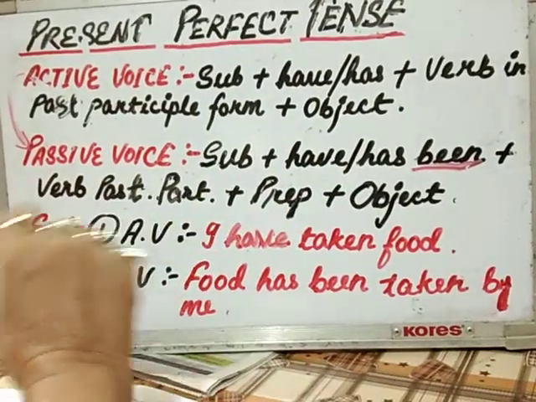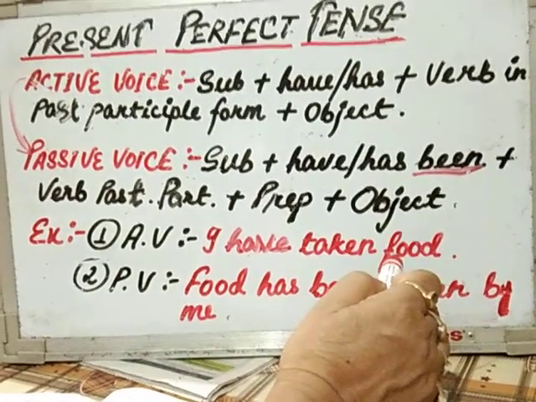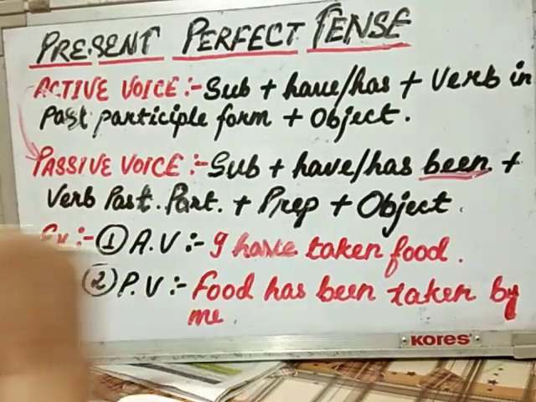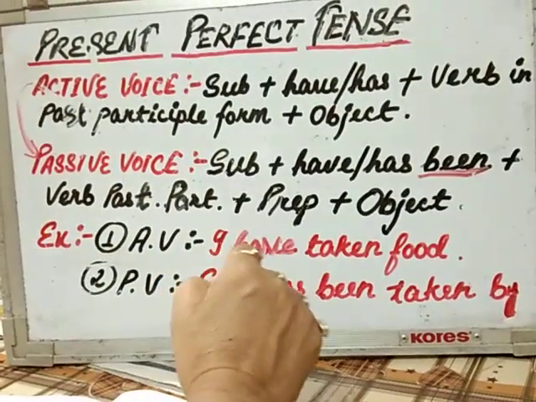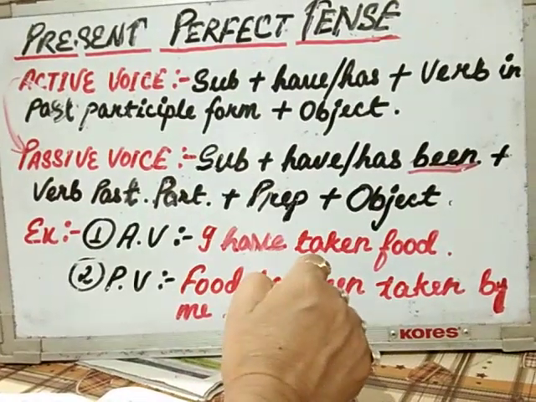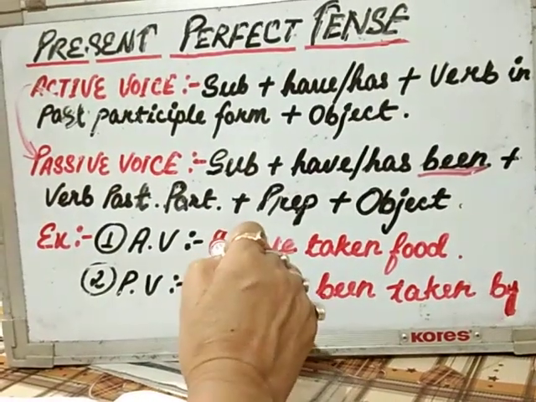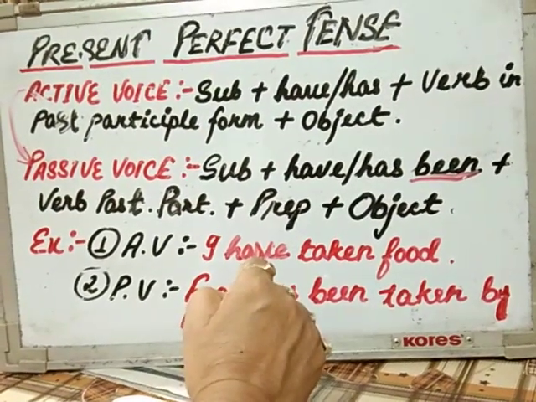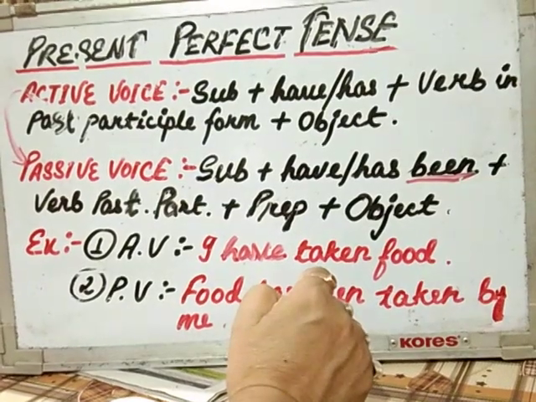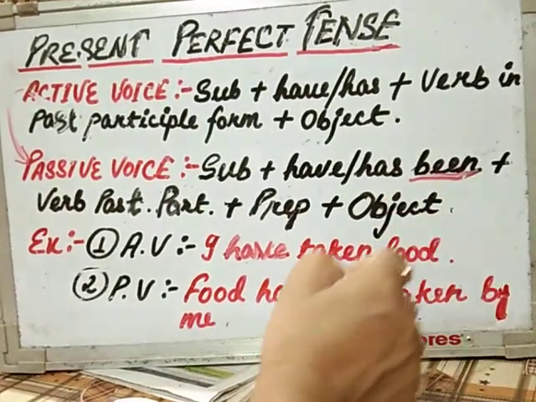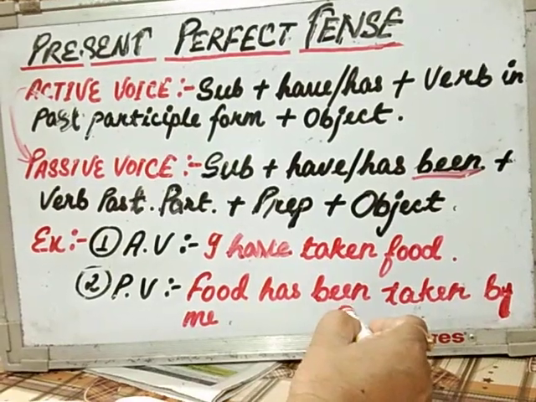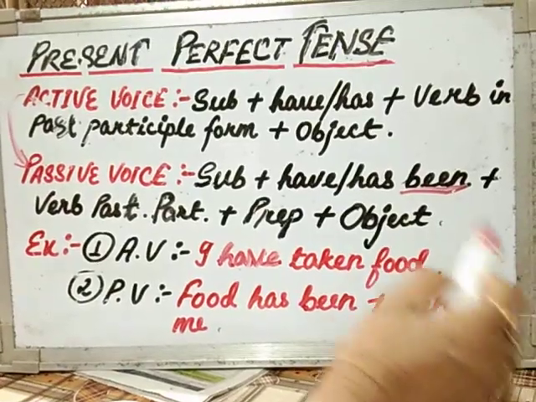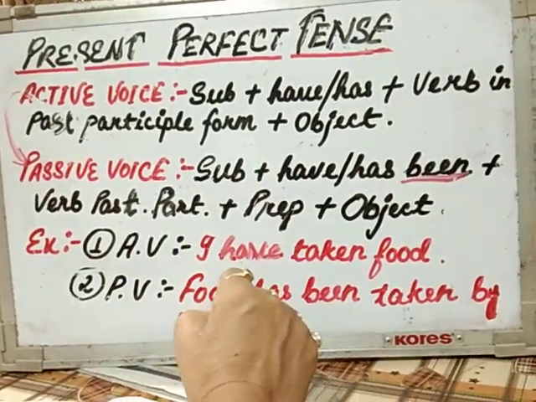Now I want to explain with the sentence. See here, the food was the object in active voice. This food becomes the subject in the passive voice, and has. Since food is the third person, we will write has, not have. This one, I, is the first person, therefore we have written have. And what we have added: a new word, been, the third form of the verb, taken, and the preposition by. And this I, when it becomes object, will be me.